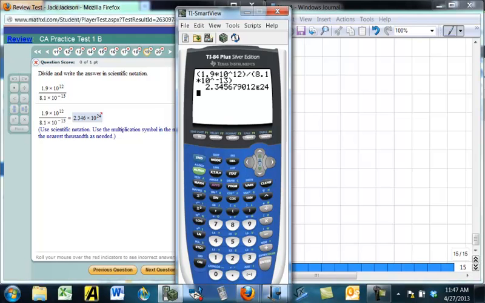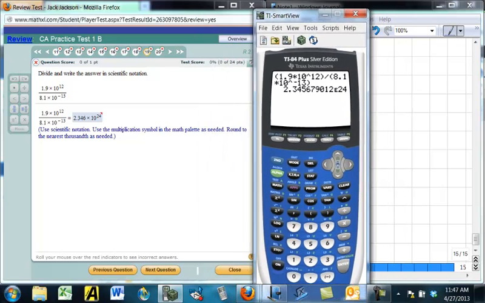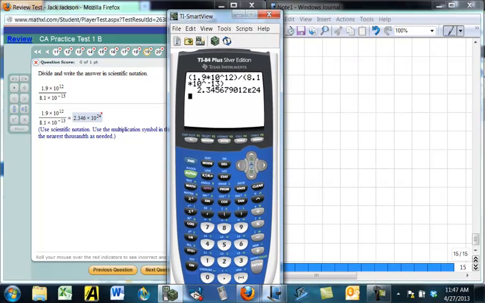And it says round off to thousandths. So it's tenths, hundredths, thousandths. That's 3 decimal places on this part right here. So 2.34, and then that 5 rounds up to a 6 because of the 6 here.